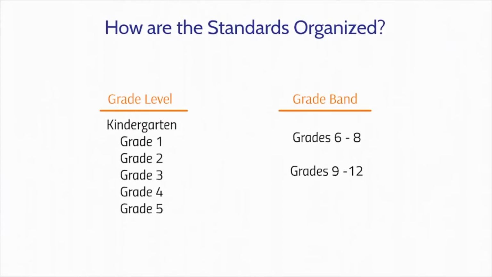All of the performance expectations are organized into a grade level or a grade band. From kindergarten to grade 5, the performance expectations are organized by grade level, and each grade has a set of standards students should be proficient in by the end of the school year. For grades 6 through 12, the performance expectations are organized by grade band. There is a set of standards for middle school and a set for high school.